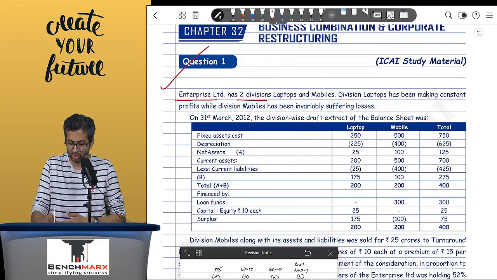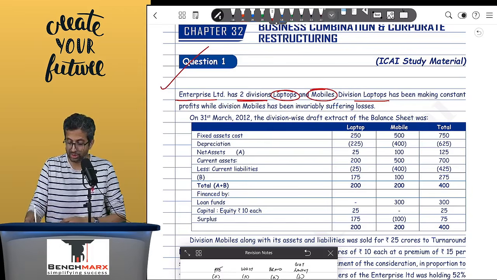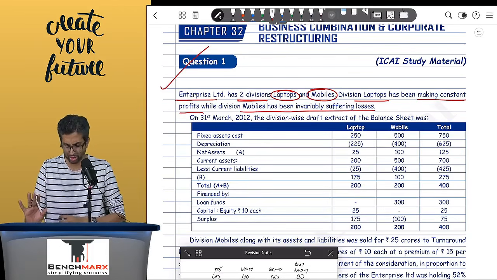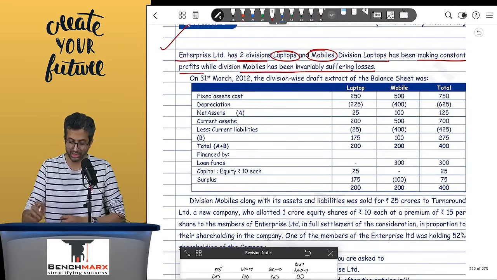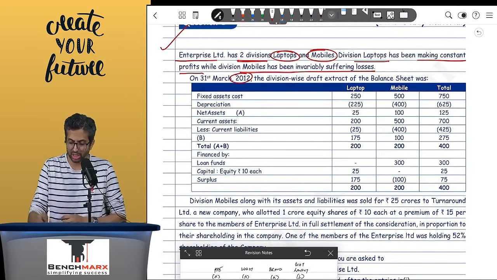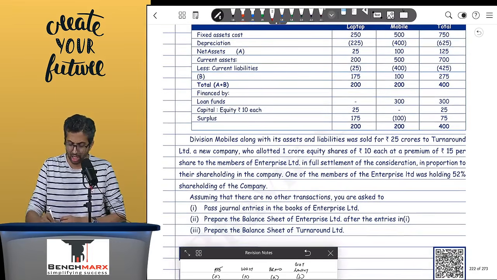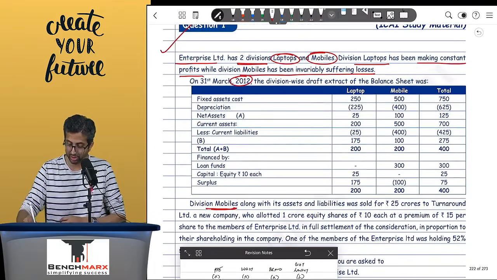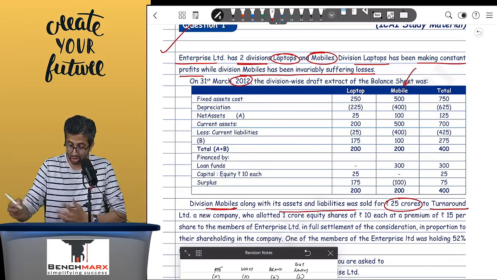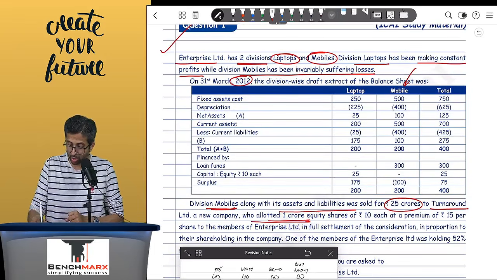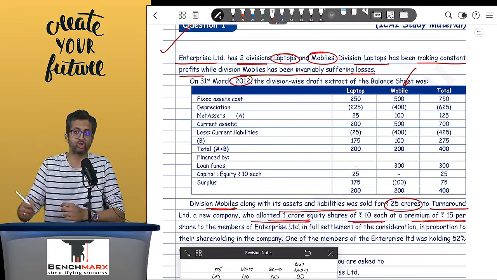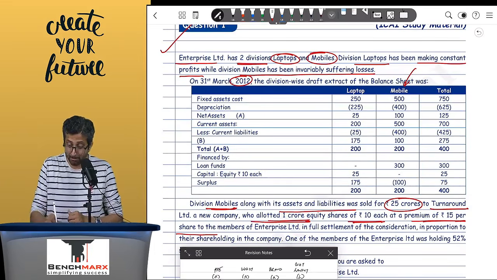Enterprise Limited has 2 divisions, that is a laptop division and a mobile division. Laptop division has been making constant profits, whereas a mobile division has been invariably suffering losses. Okay, so there are 2 divisions in this company, Enterprise Limited. On 31st March 12, the division wise extract of the balance sheet was given to you. Division mobiles. Okay, so this is the division that we are talking about. Along with its assets and liabilities, it was sold for 25 crores to Turnaround, a new company, who allotted 1 crore equity shares of rupees 10 each at a premium of 15. So your issue price is 25, to the members of Enterprise.